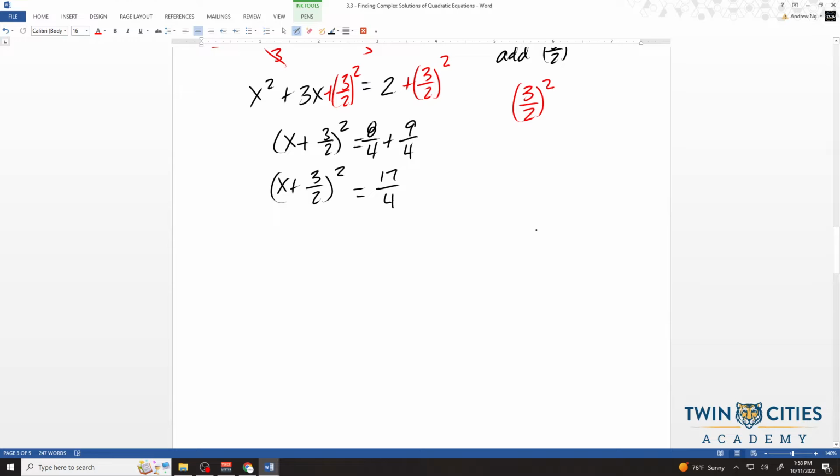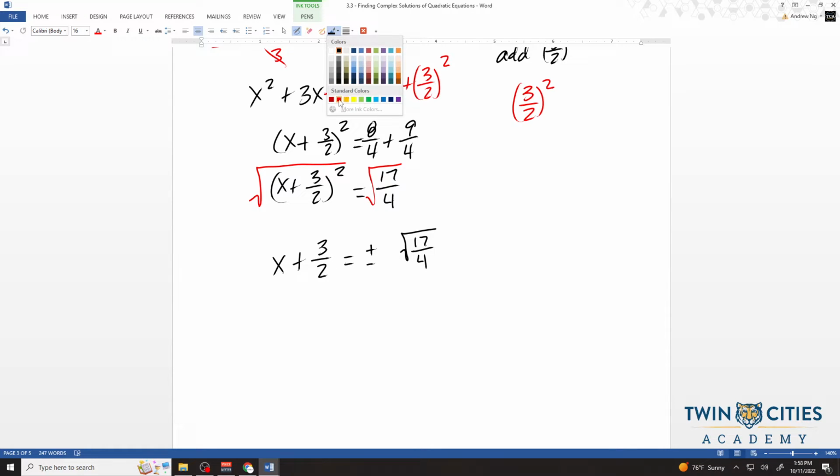At this point, I'm ready to take the square root. Once I've got this isolated here, I'm going to take the square root of both sides, and I'll say the square root of this thing squared, well, square root and the square, those are going to undo each other, leaving just x plus 3 halves is equal to plus or minus, and what I'll do is just leave this as the square root of 17 fourths right now. Okay, last couple of steps here. Subtract 3 halves from both sides.